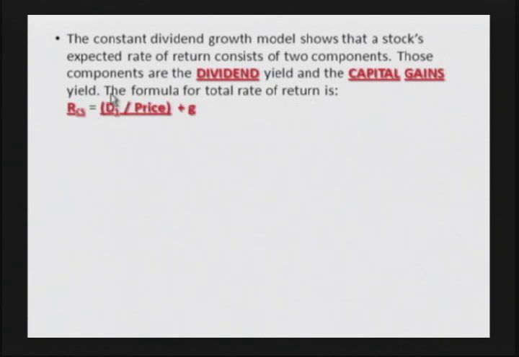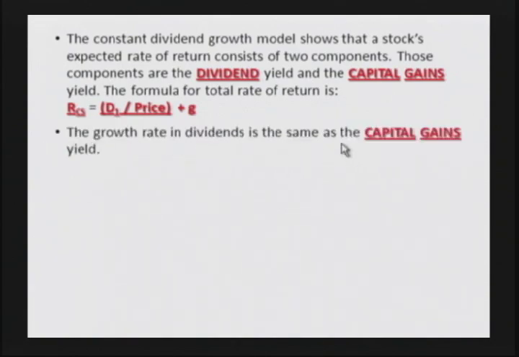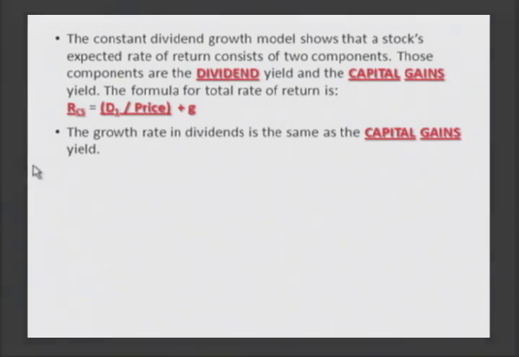That constant dividend growth model shows that the return on the stock can be divided into its two components. Those are called the dividend yield and the capital gains yield. The dividend yield is that next dividend divided by the price. Next dividend expressed as a percentage of the price is the dividend yield. And the growth rate in the dividends is the percentage change in the stock price, which is called the capital gains yield. The growth rate in dividends is the same as the capital gains yield, because if the dividends grow by some certain percentage, the stock's price will grow by that same percentage G.